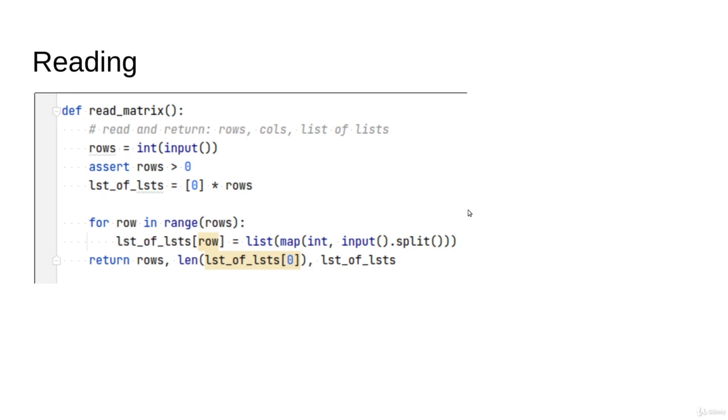Here is a simple code that is going to read a matrix for us. I'm reading the number of rows, verifying that the rows is greater than 0. I am computing a list of 0 times rows. I'm doing that because I would like to avoid the appending. Appending is a bit slow, so if you know the size, maybe it's a good idea to start with it. Then iterating row by row, reading integer, reading list, splitting, converting to integer, and that's it. I'm then returning rows and the length of the first row, which is the number of columns, and the list of lists. This is a handy function that I use a lot in the homework.